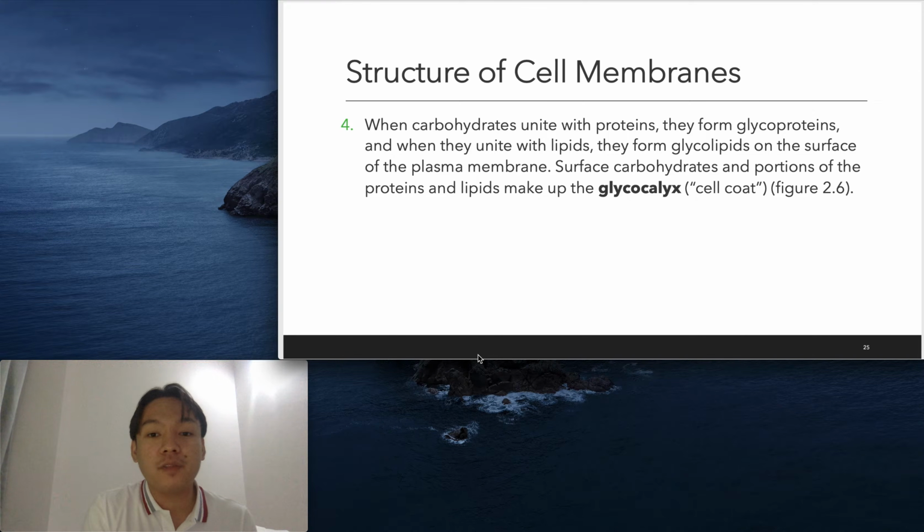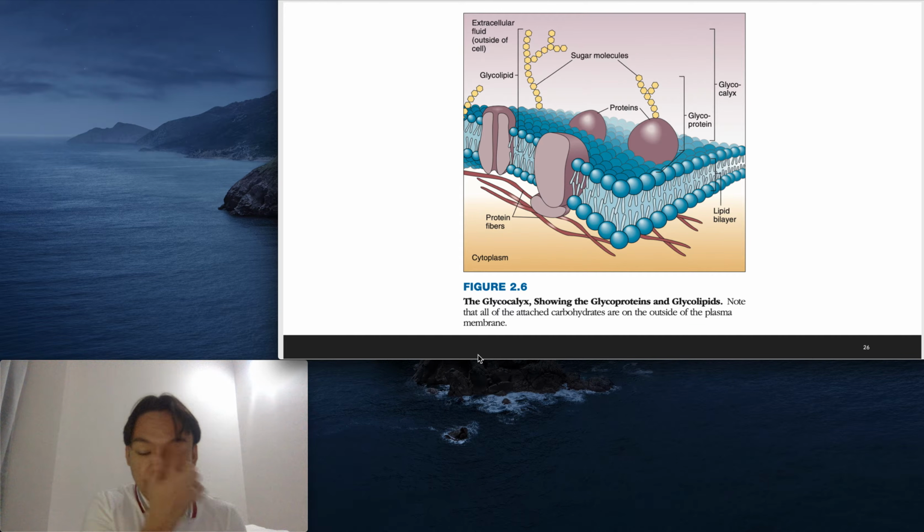And number 4, the structure of the cell membrane. As carbohydrates unite with proteins, they form glycoproteins, and when they unite with lipids, they form glycolipids on the surface of the plasma membrane. Surface carbohydrates and some portions of the proteins and lipids make up the glycocalyx, or what we call the cell coat. Note that all of the attached carbohydrates are on the outside of the plasma membrane, and we have protein fibers inside, which also help in the facilitation of the substances found in your cell membrane.